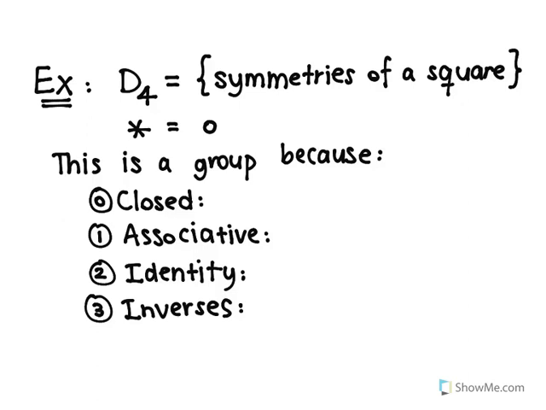First of all, I want to check that it's closed. That means that if I compose 2 symmetries of a square, the result is a new symmetry of the square. And one way to see that that's the case is because we made a table that shows how to take any 2 symmetries of a square and compose them to get a new symmetry of the square. So because that table exists, I can see that the composition of two symmetries is a new symmetry.